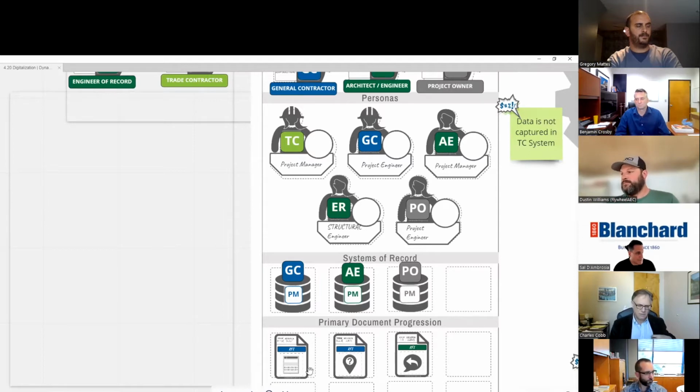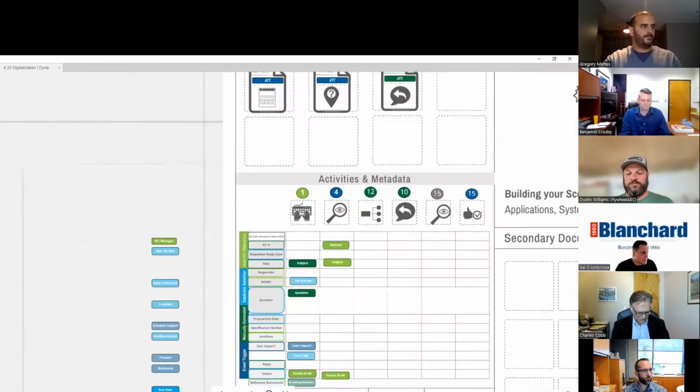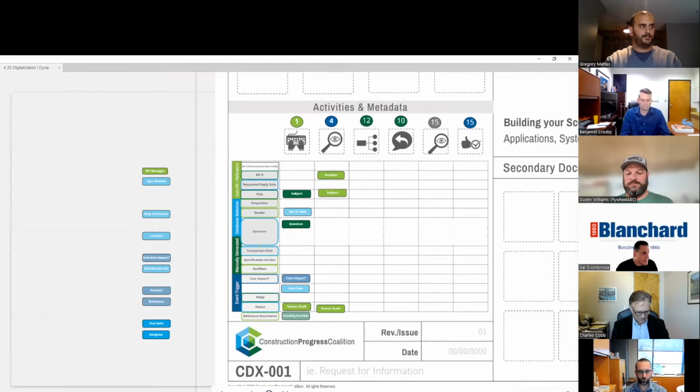And then this document that we're talking about, the RFI, what are the different stages that document is in as it passes through each one of these different phases? This is where things get interesting.